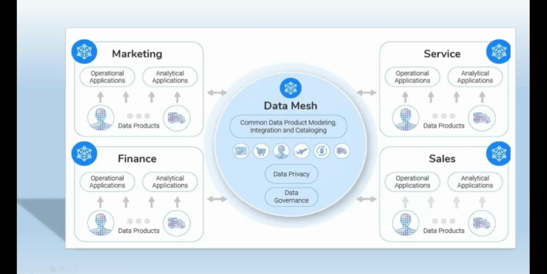What it does is say don't bring the data, or don't centralize the data. Keep the data in the respective domains or business units. Suppose you have a marketing department and a finance department. Here, finance data is to be kept in that domain, right? So they are calling it a mesh.